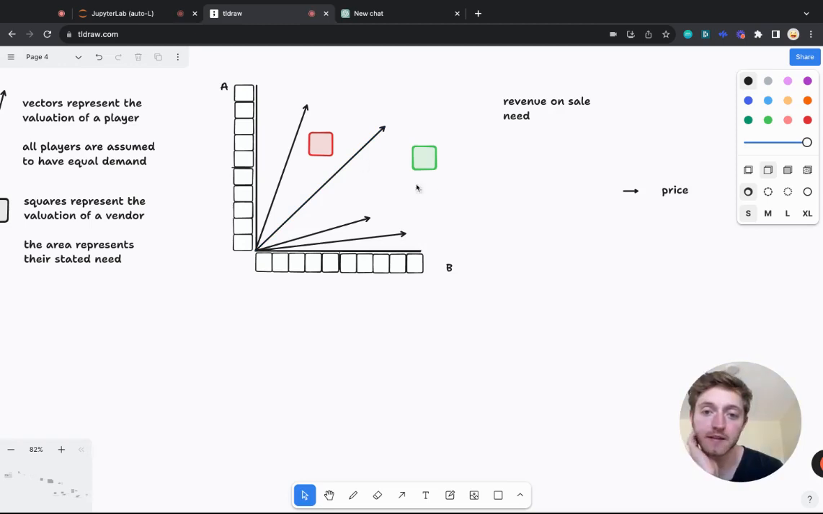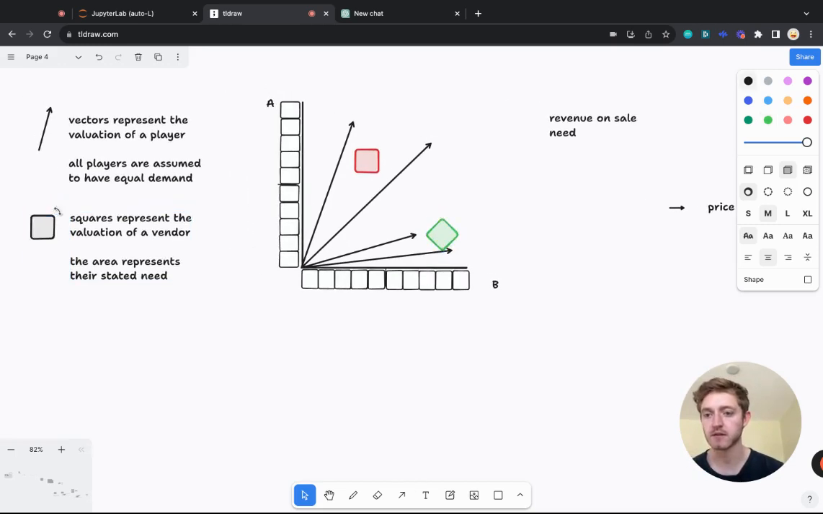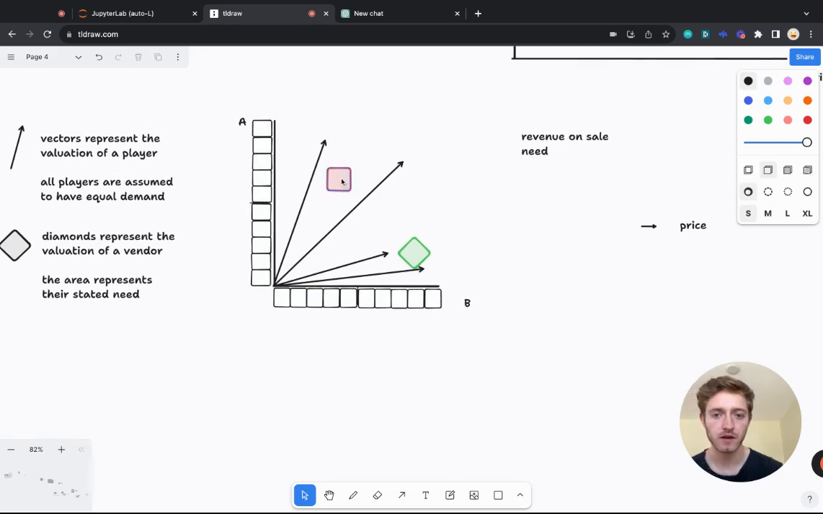Now we need to figure out how to set the valuation of these players here. So where should I put myself? I'm going to try putting myself at, well, the question is, what do we mean by at? So I'm going to make these little diamonds, because I think when they're diamonds, it's a little clearer that they're a little bullseye.